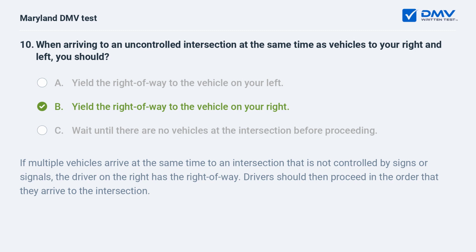If multiple vehicles arrive at the same time to an intersection that is not controlled by signs or signals, the driver on the right has the right-of-way. Drivers should then proceed in the order that they arrive to the intersection.